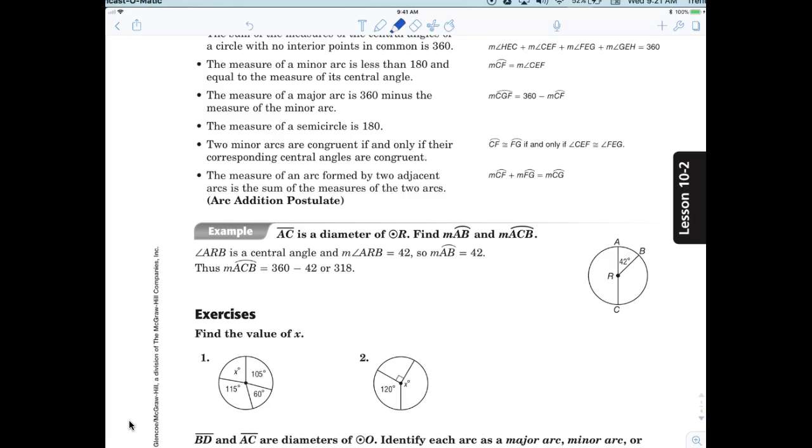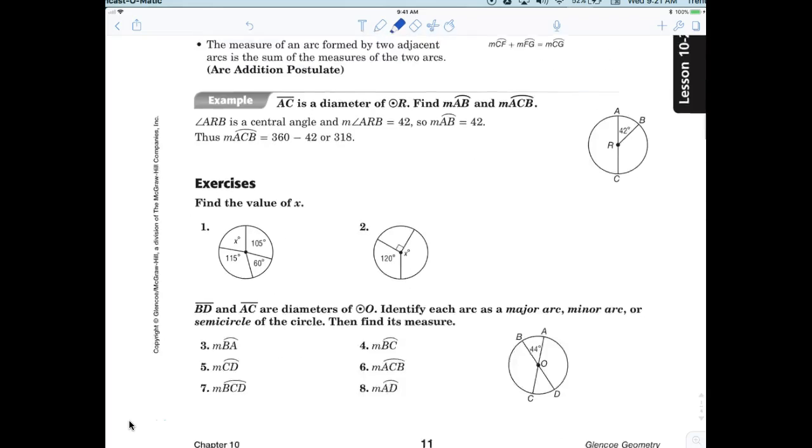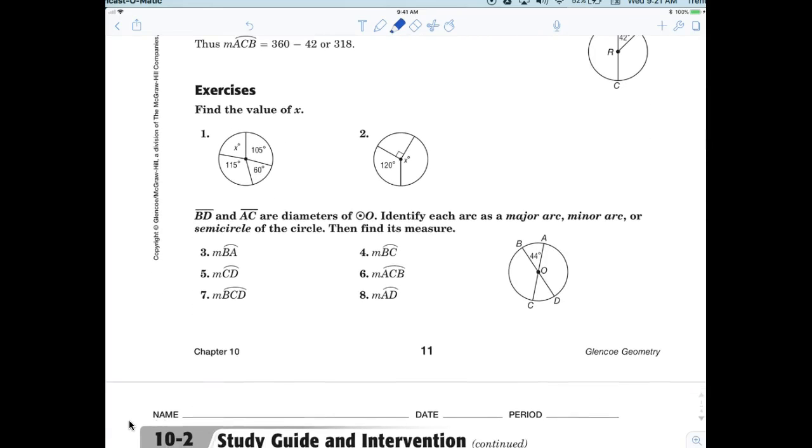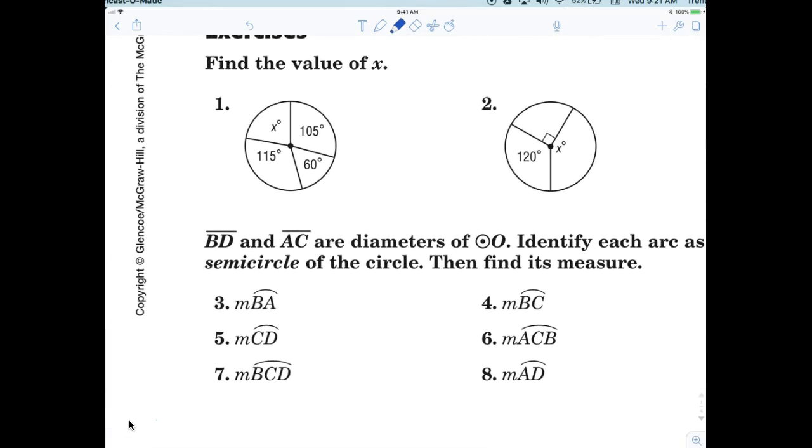Now, what do you think the arc addition postulate is? The sum of the measurements of the arcs. Exactly correct. It's just like the segment addition postulate or the angle addition postulate. So the arc addition postulate is the sum of the parts of the arc equals the whole. That's all there is to it. Very basic.